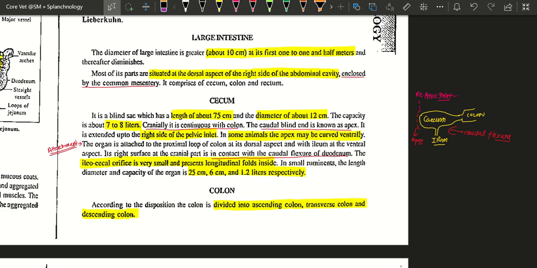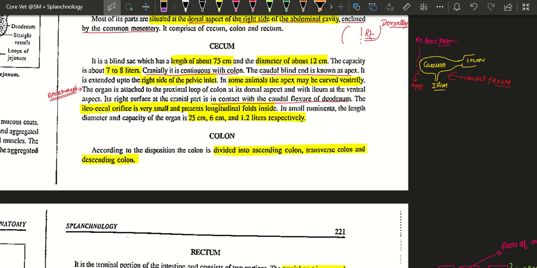Starting with the large intestine, it is about 10 centimeter. No, 10 centimeter is about the diameter. So the diameter at the start of the large intestine is about 10 centimeter for the first 1 to 1.5 meters. So in the starting, the diameter of the large intestine is larger. Most of its content is situated at the dorsal aspect and the right side of the abdominal cavity. I hope this part is clear, that it is situated in the right side of the abdomen and placed dorsally, means upward. I hope this is clear.